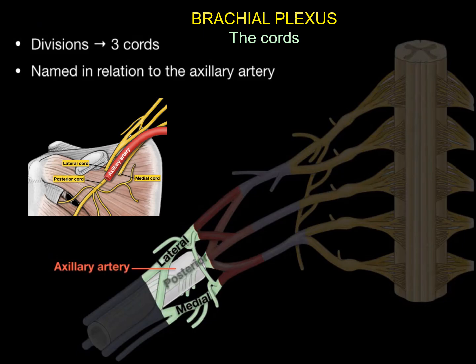Lateral, medial and posterior to the axillary artery, we have the lateral, medial and posterior cords. The cords are formed as follows. The anterior divisions of the upper and middle trunks unite to form the lateral cord, and the anterior division of the lower trunk continues as the medial cord. The posterior divisions of the 3 trunks unite to form the posterior cord.